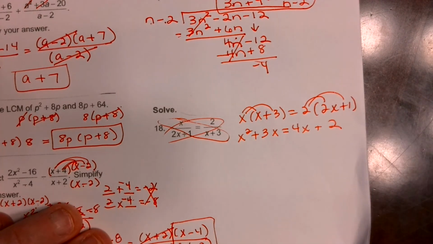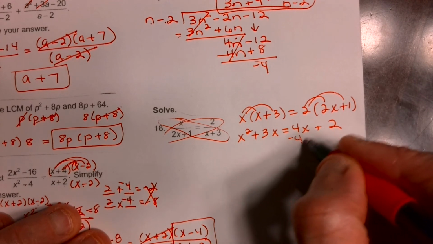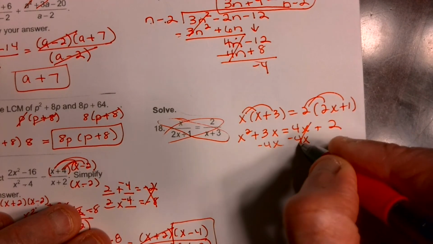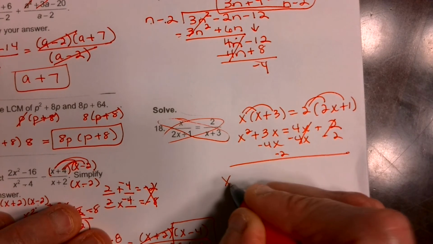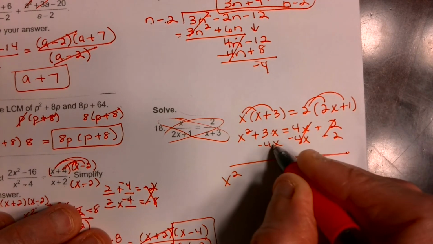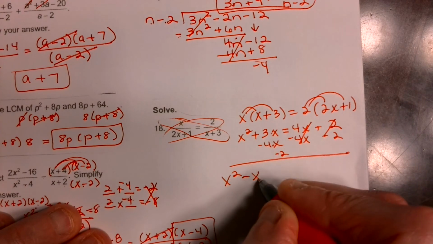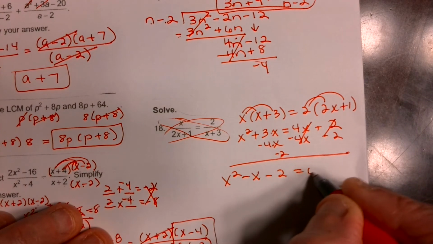Want to get everything on the same side. Probably going to get a trinomial that we have to factor. So I'm going to subtract the 4x from both sides. I'm going to subtract the 2 from both sides. So I'm going to be left with an x squared minus x minus 2 equals 0.